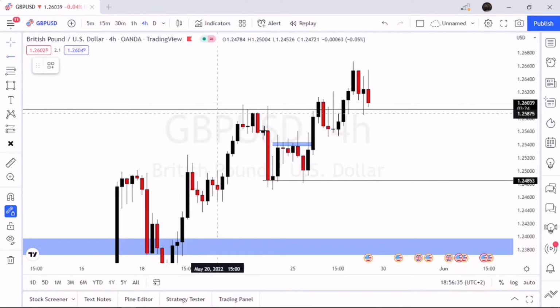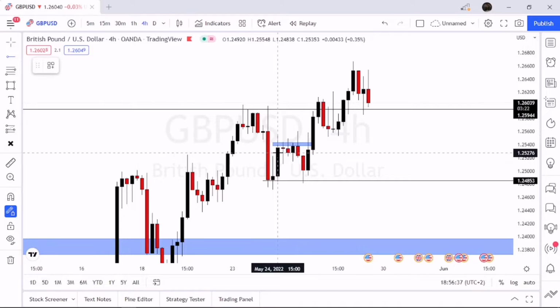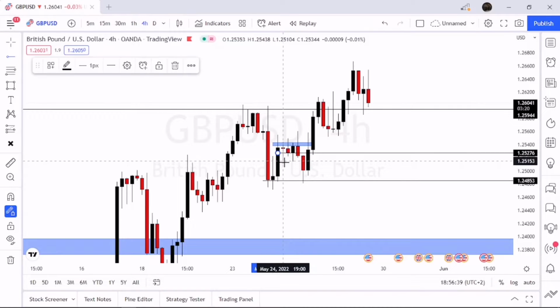So I'll mark this level here, like we were trapped in a range. Immediately after this break of this level here at 25,276, break and close below. As I always emphasize, it has to close, not just break, but close below. That's why you have to wait for that candlestick to close.